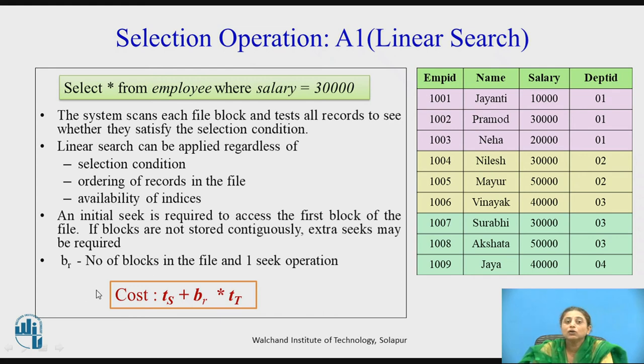That's why the cost of this operation will be TS plus BR into TT, that is the time required for only one seek operation, plus BR into TT. So it is going to be 1 plus, now 3 blocks have been brought to the memory, so it will be TS plus 3 BT. So depending on the TS and TT, the cost will be calculated.